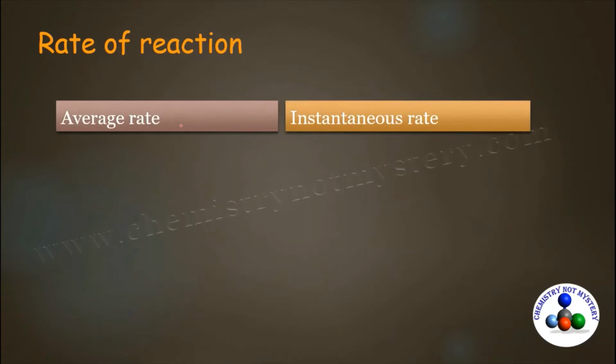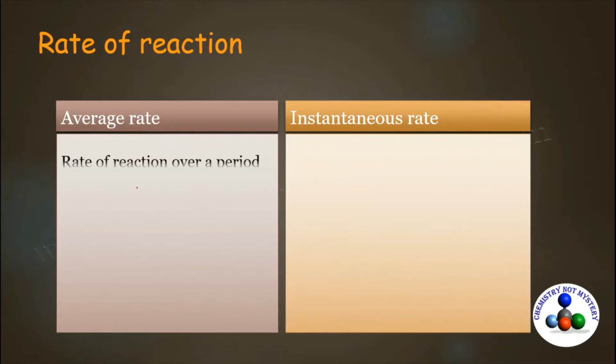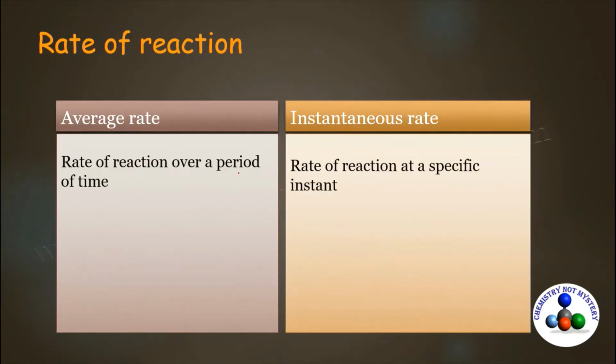Rate of reaction can be of two types. It can be average or it can be instantaneous rate. Average rate is the rate of reaction measured over a period of time, while instantaneous rate is a rate of reaction measured at a specific instance.